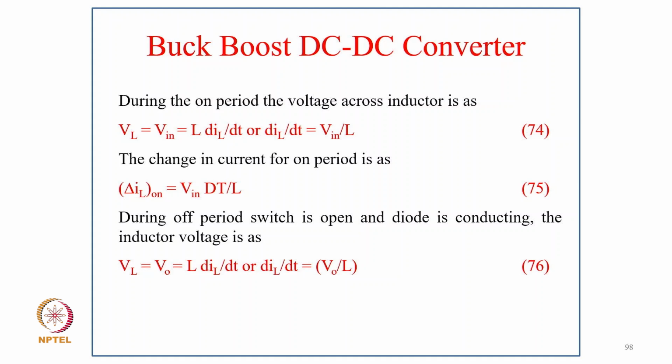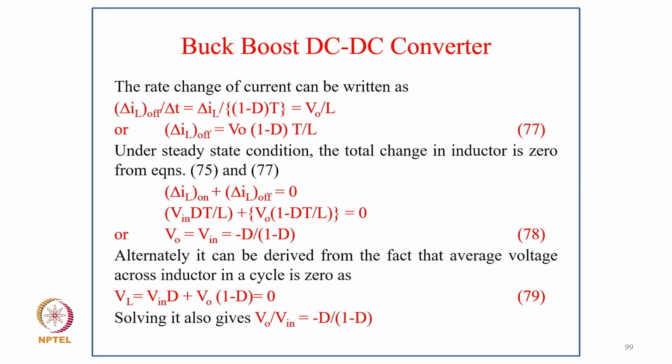During the on period, the voltage across the inductor is VL equal to Vin, that is L dIL/dt, similar to the boost converter, or dIL/dt equal to Vin/L, and the change in current for the on period is delta IL on equal to Vin dT/L. And during the off period, the switch is open and the diode is conducting, the inductor voltage is VL equal to VO equal to L dIL/dt, or dIL/dt equal to VO/L.